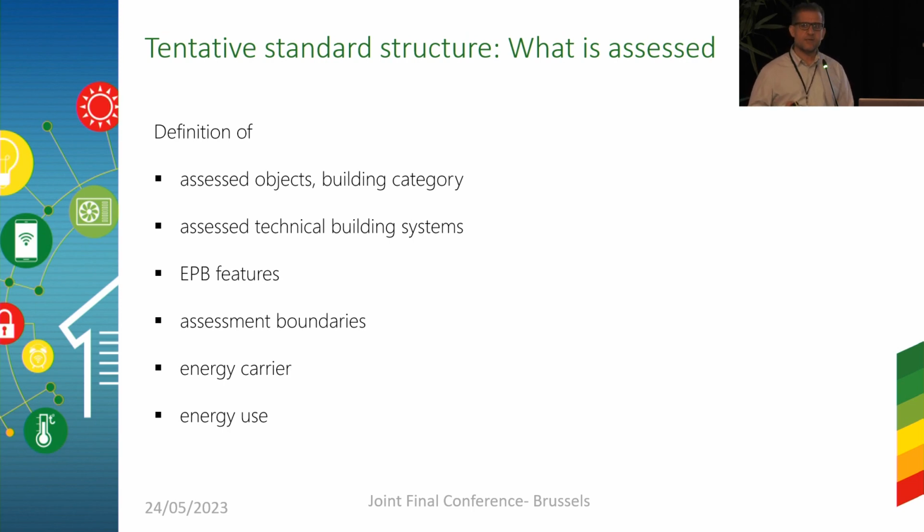In terms of the first question, what is assessed, we are discussing the definition of the objects and the building categories that we are assessing. We describe them in the standard, the technical building systems that are assessed, the APB features that need to be considered, the assessment boundaries, the energy carriers, and the energy use.